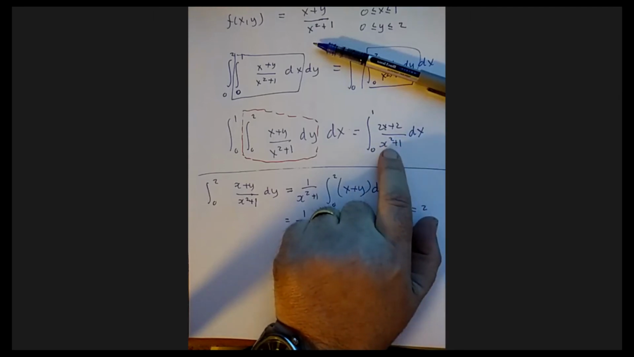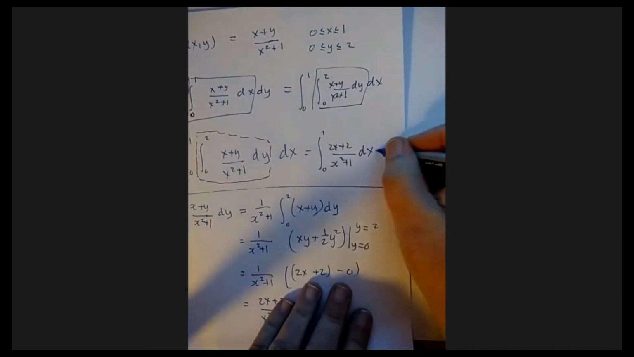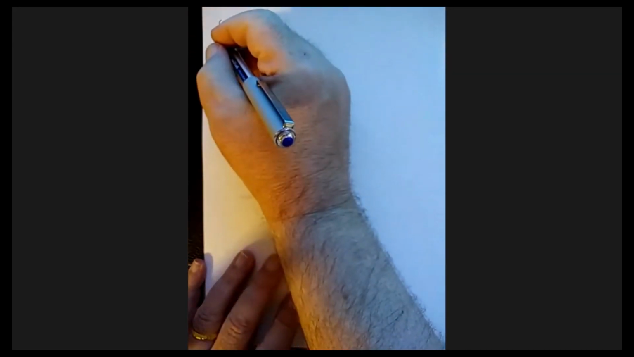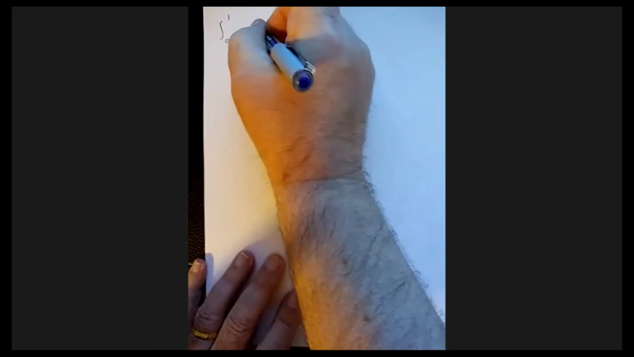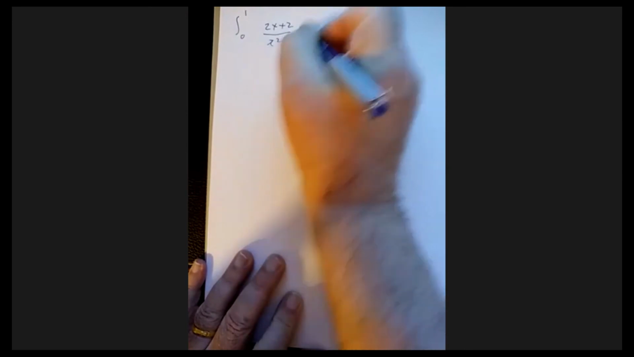And this question here is not a Calc 4 question. This question here is a Calc 2 question. So I'm now going to start on a new piece of paper and figure out what he is. So I need to find the integral from 0 to 1 of (2x plus 2) over (x squared plus 1) dx.